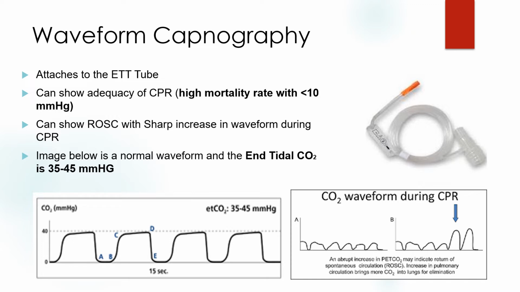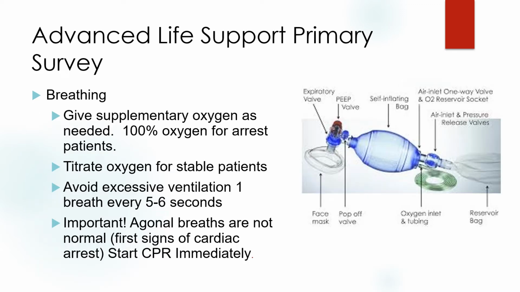The image below on the left is a normal waveform, and the end tidal CO2 is 35 to 45. We need to supply oxygen as needed, and if it's an arrest patient, we are going to supply 100% oxygen. You can actually hook oxygen tubing up to your ambu bag. For stable patients, we're going to titrate that for whatever they need. We want to make sure we don't excessively ventilate our patients. It's 1 breath every 5 to 6 seconds.